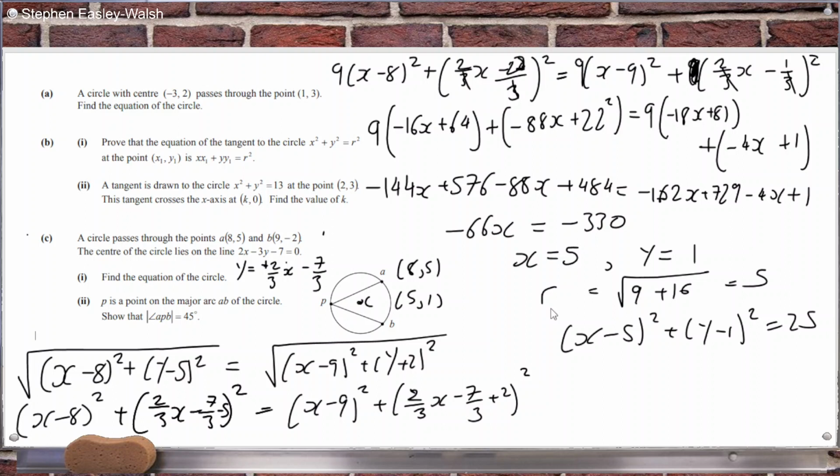Okay, show that the angle APB is 45 degrees. Okay. So to do that, let's get this angle here first. Yeah, let's do that first.